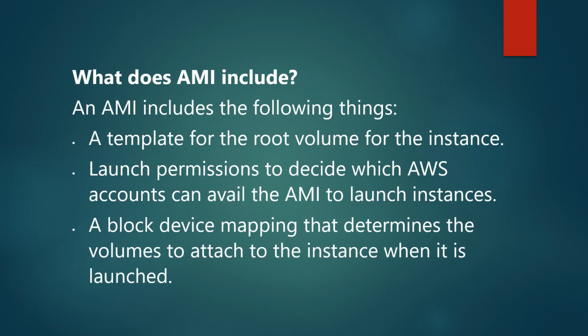What does AMI include? An AMI includes the following things: a template for the root volume for the instance, launch permissions to decide which AWS account can avail the AMI to launch instances, a block device mapping that determines the volumes to attach to the instance when it is launched.